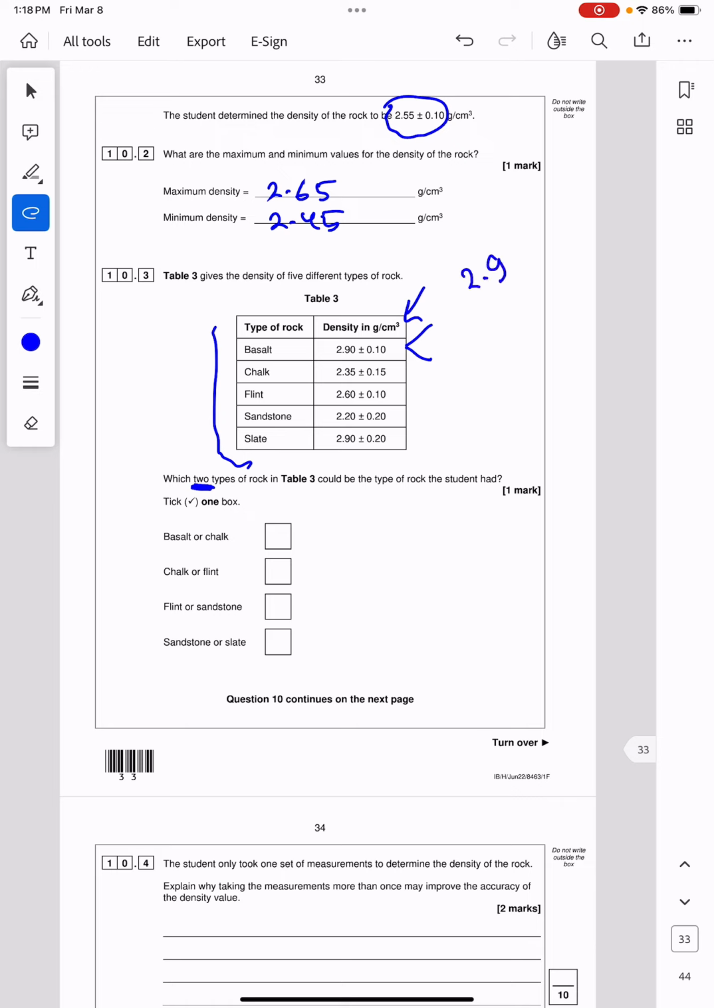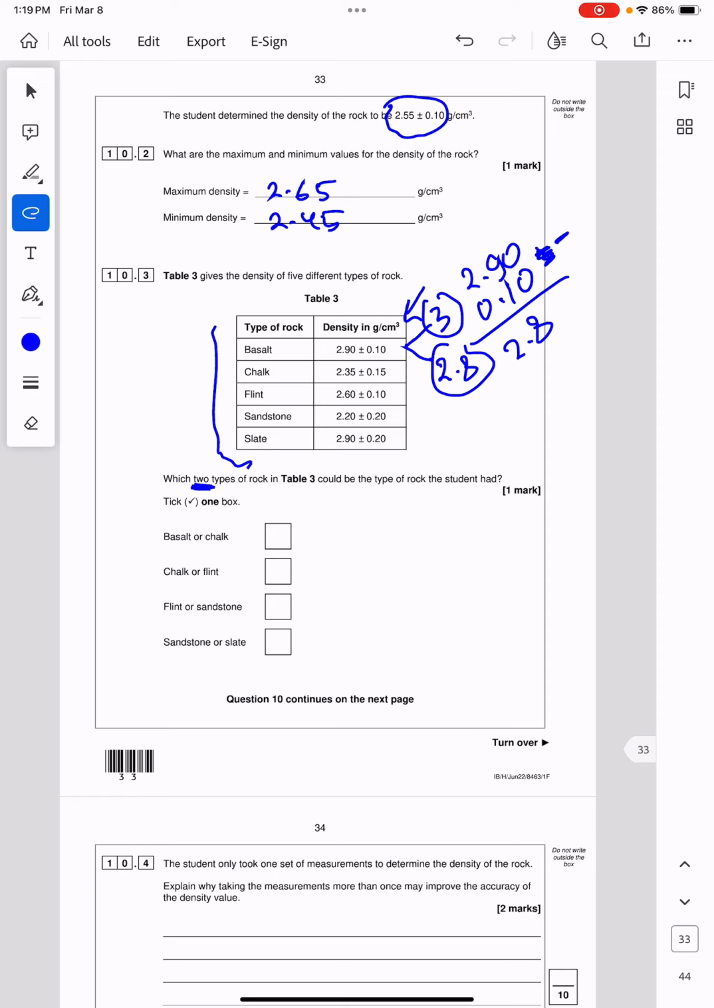So 2.9, and the range is going by 0.10 again. The maximum is 3, while the minimum is 2.8. As you can see, our density is so out of this range. The maximum of our density is 2.65, while the minimum for basalt is 2.8. So basalt is out of question.